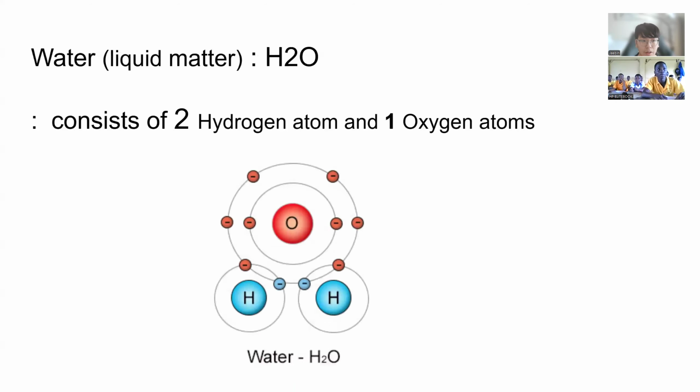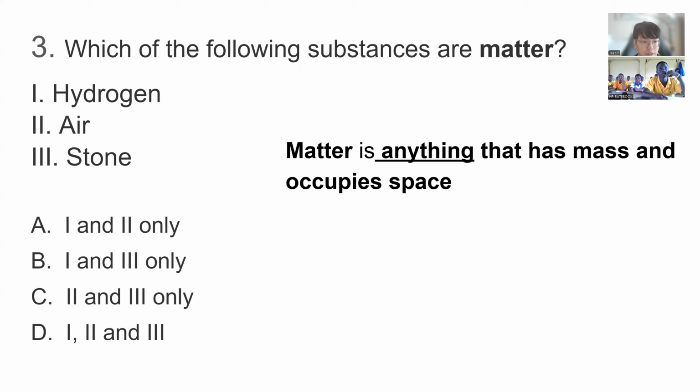It's D. Yes, that's right. It's D, because matter is anything that has mass and takes up space, and we have discussed that solid, liquid, and gas are all matter. So it is right that it's D, all of the three, one, two, and three, are all matter.